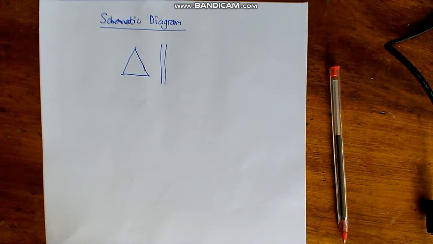Okay, next we're looking at a schematic diagram. Please note, for schematic diagrams you must label them. Start off with your delta and your star. Label the neutral point and label all the corners of the points as so.